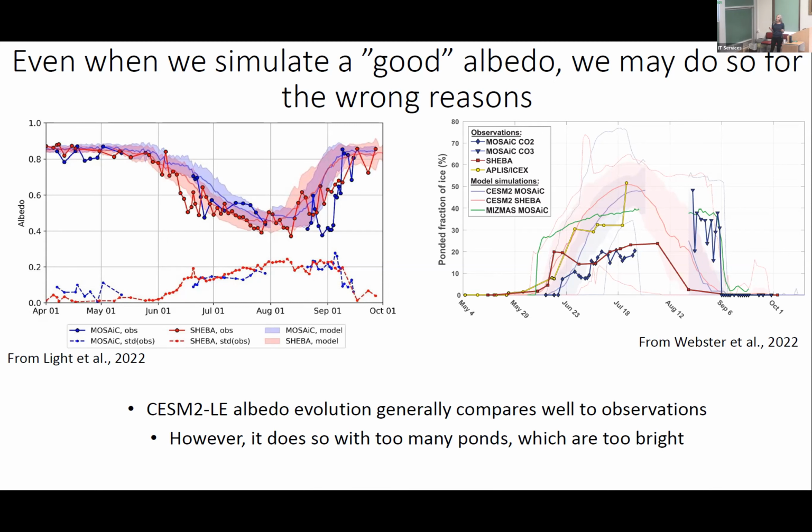However, it does so in spite of the fact that it has very extensive ponding on the sea ice. So this shows the pond fractions from the CESM1 and CESM2 model at these two different locations. It's kind of hard to see the shading here, but it's there. And then what was observed in those field campaigns. And so you can see that the albedos compare quite well, but the ponding is very different. So CESM2 has too many ponds relative to the observed state.